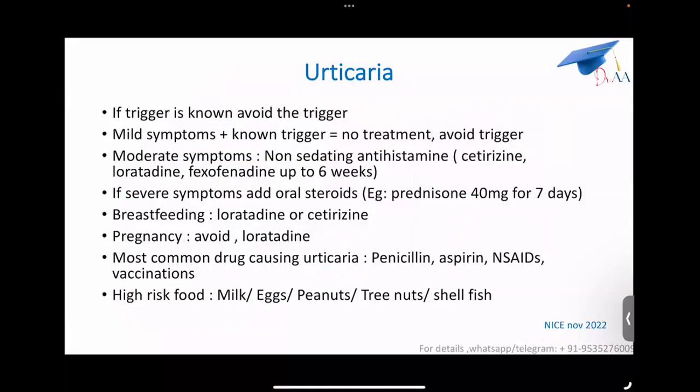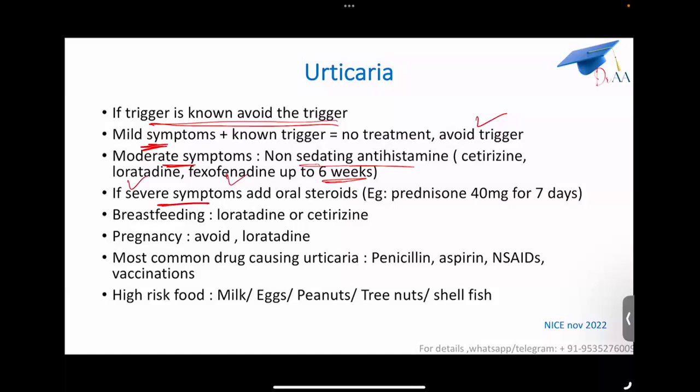What is urticaria? Urticaria is a milder version of angioedema. If the trigger is known, avoid the trigger, no matter how severe the urticaria is. In mild symptoms, we'll just avoid the trigger, no treatment is required. In moderate symptoms, that's when the patient is complaining too much of itching, saying doctor, unable to tolerate, please give me something, then you can plan to give non-sedating antihistamines like loratadine, fexofenadine. Up to 6 weeks, you can prescribe them if required.